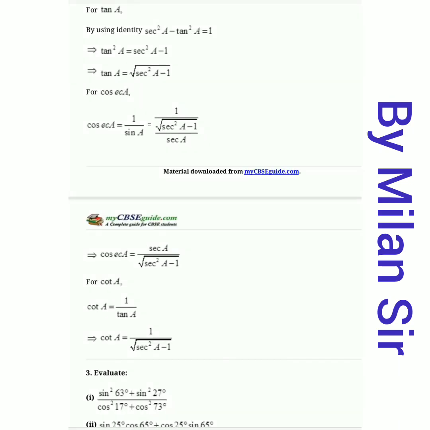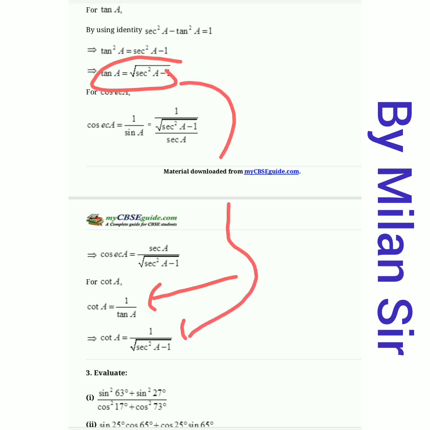Then at last, cot. Now we can also easily convert cot into sec, because we already know the answer of tan. Now cot a is the inverse of tan, so we can write like this, 1 upon tan a. So in the denominator, write the answer of tan a. So we can get this: 1 upon under root sec square a minus 1.